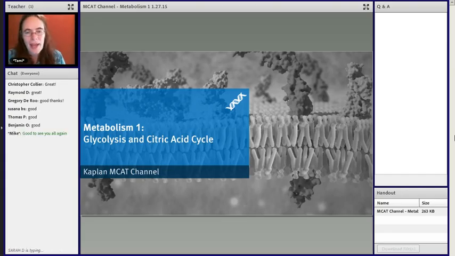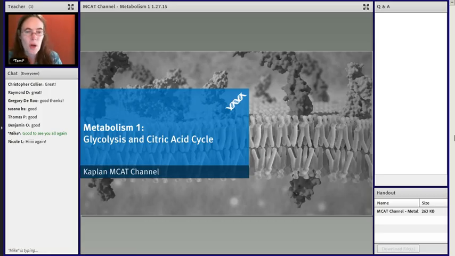With the new MCAT, we do actually need to know more of the enzymes that show up and are necessary for our cellular respirations. This is a new thing on the new MCAT, so we really want to make sure that you're understanding the different steps. There are 3 different metabolism sessions. This one is specifically only going to go through glycolysis and the citric acid cycle, so we're really just looking at the first couple of steps.